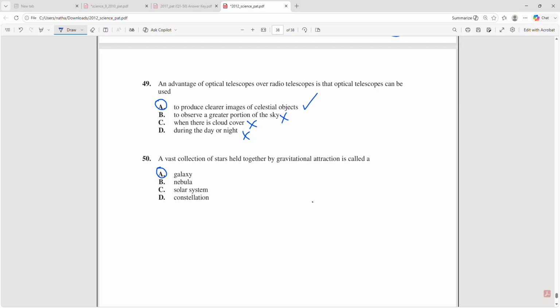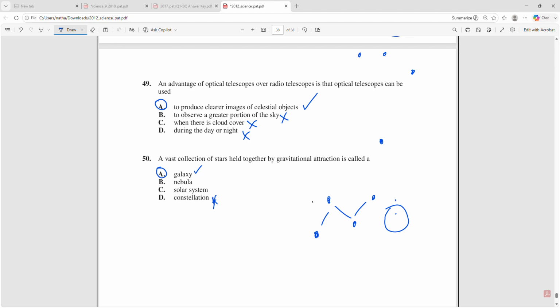And 50, a vast collection of stars held together by gravitational attraction is called a galaxy. Here's one you might get tricked by. You might want to think constellation because you're thinking, oh, I know constellations, they're like together, but they're not held together. When we look up at the night sky, we see these stars as if they're clustered together, but in reality, here's the Earth. Those stars that we see could be at very different distances. They're not even close together necessarily.